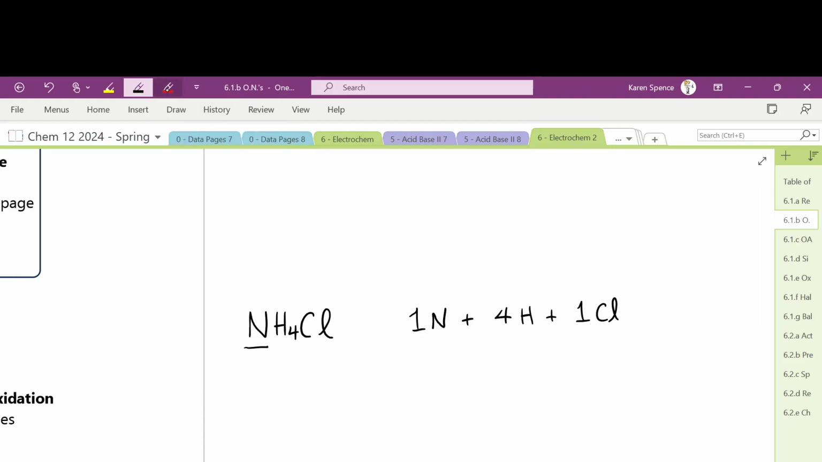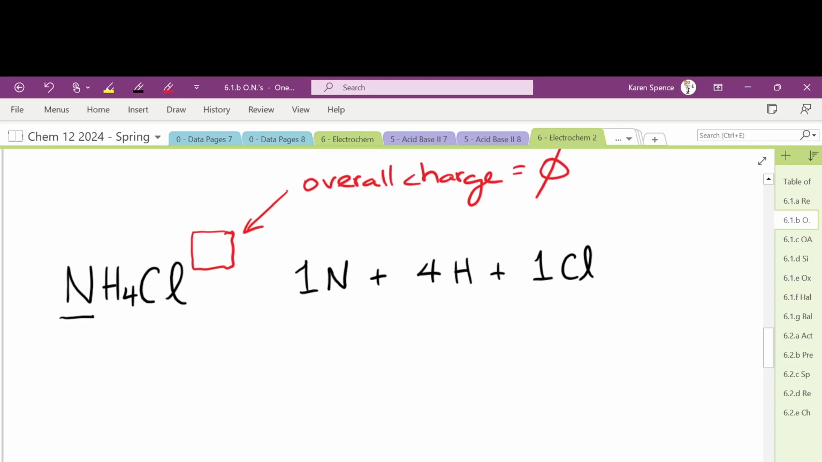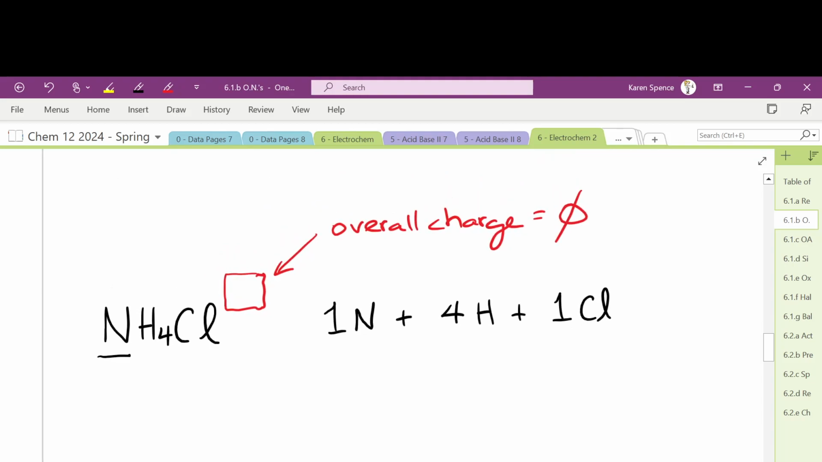And then what I do is I look up at my top corner here and I say, what is the charge, the overall charge? Is there anything up there? No. So that's good. The overall charge is 0. So when I take 1 nitrogen, 4 hydrogens, and 1 chlorine, my overall charge equals 0. Okay?